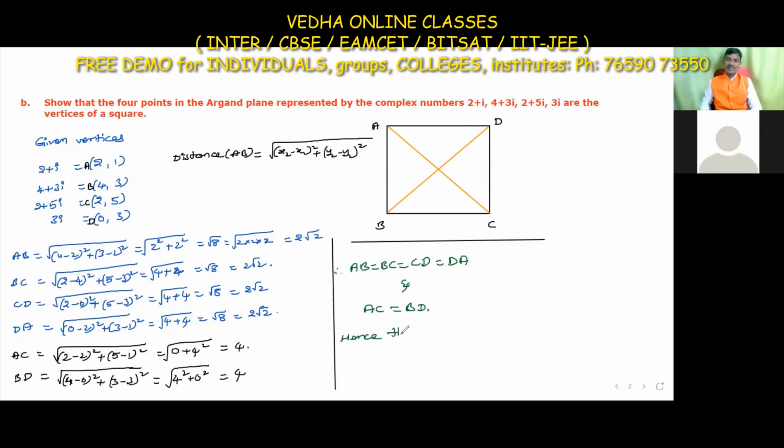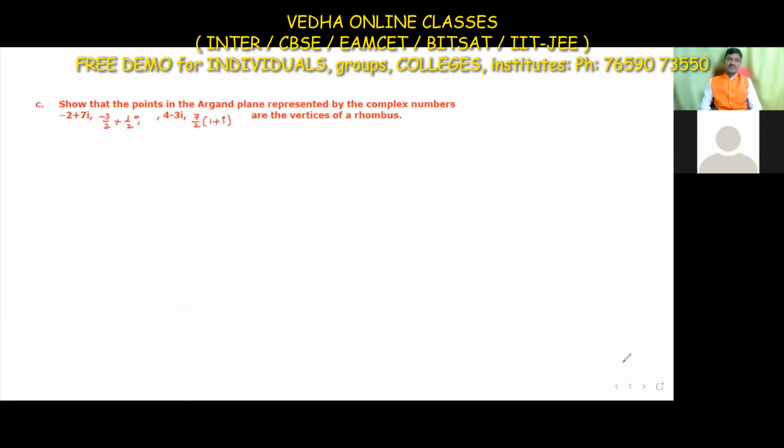Hence, the given complex numbers are the vertices of a square. Understood? Yes. Okay, we'll go to the next question.